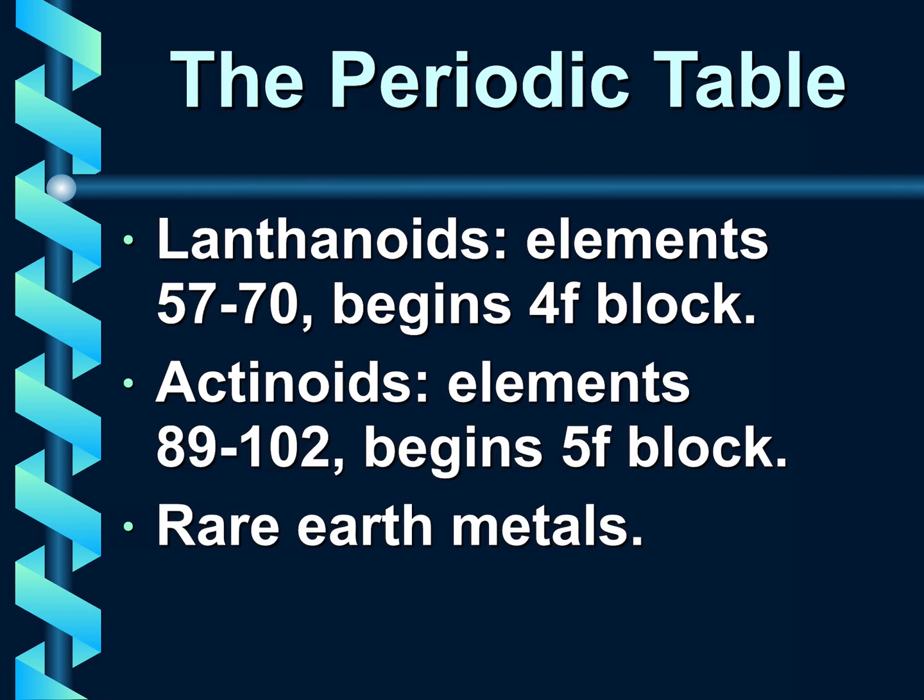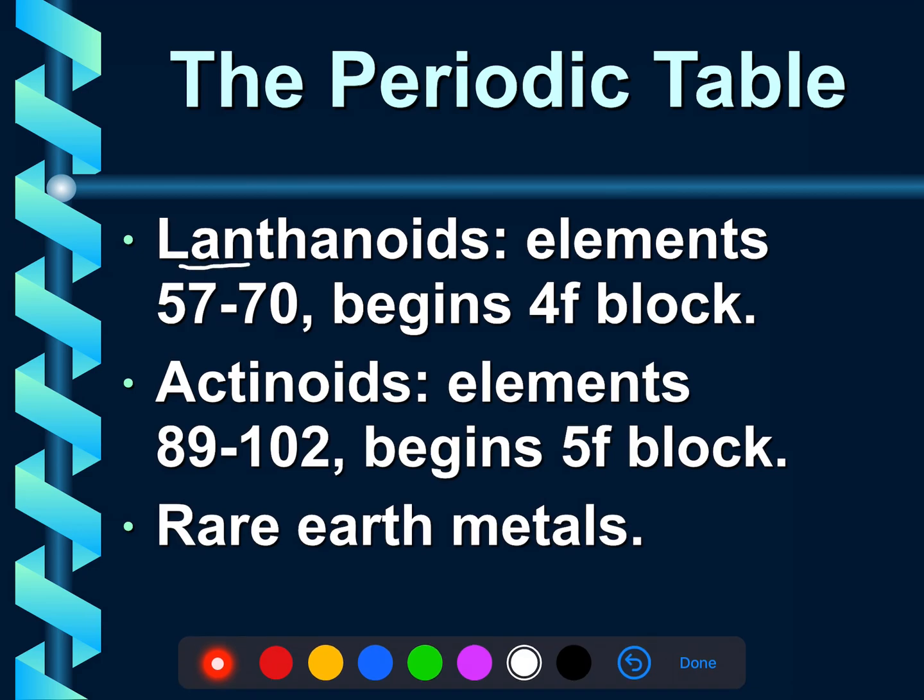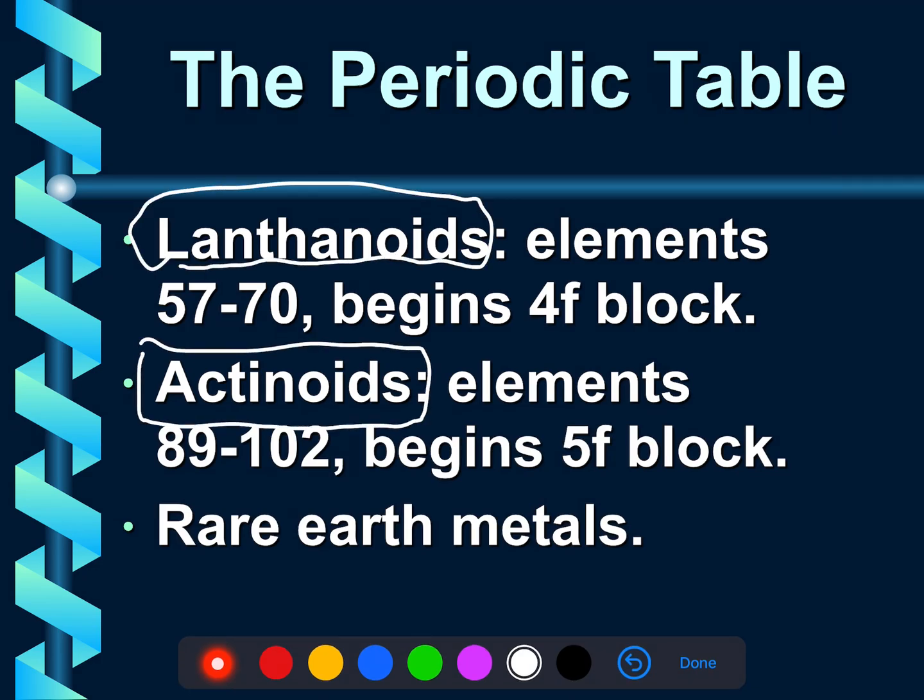Now, the outer transition series, the lanthanides and actinides, these are what we call our F block elements. They're often referred to as rare earth elements, and they're called rare earth elements because they compose less than 1/10 of 1% of all the material in the Earth's crust. Now, that doesn't mean they're not important, but they are rare.